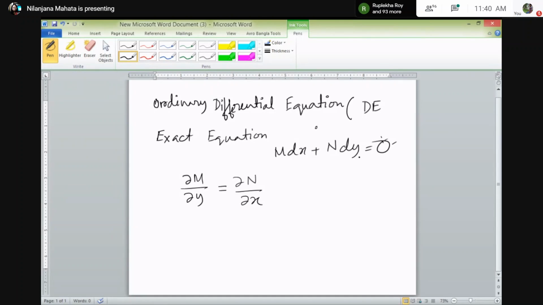Your M dx plus N dy is equal to 0. So suppose I have taken that this equation is exact. If I have taken this equation is exact, then I will find out that this condition is true. And the converse will be, if this condition is true, we can find out this is exact. So if this is exact, I can write it like this, du is equal to 0. Okay, now we know its total differentiation du, u is a function of x and y, will be nothing but, right?